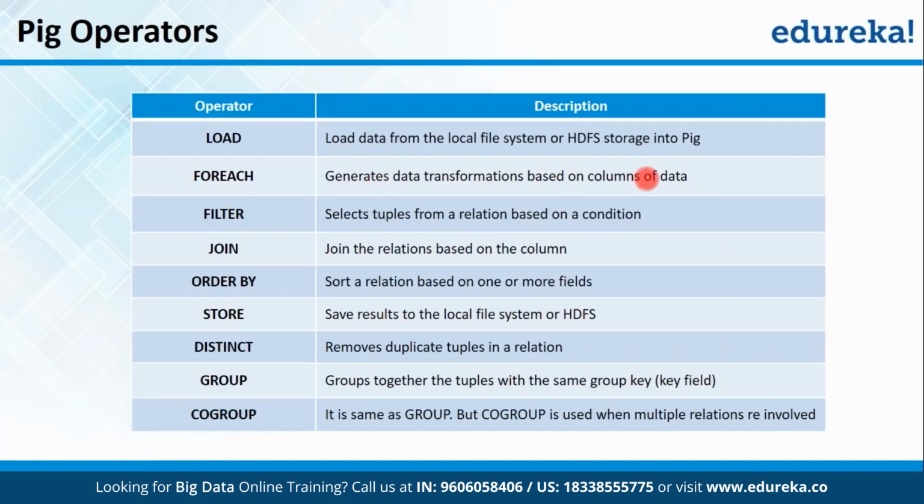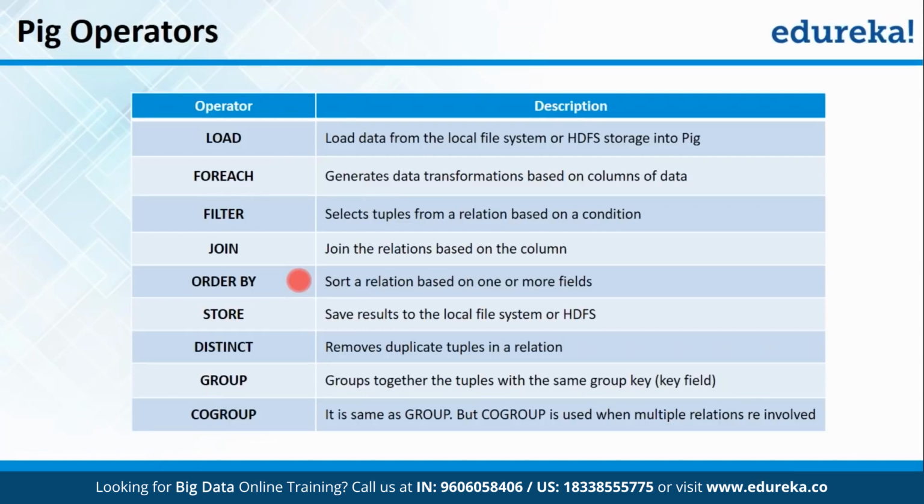So just don't get confused. What happens is for each row, for each generates a set of columns that has been specified in the query. We are going to see it in practical today, so you'll get clear from there. Okay. Filter is as simple as filtering the relation on the basis of a condition. Join is to join two tables or relations on the basis of a column. Order by is to sort a relation or values on the basis of one or more fields.